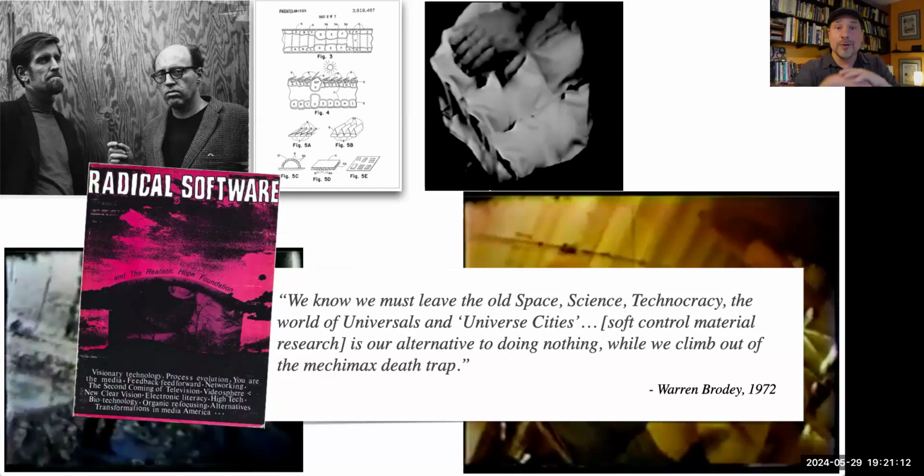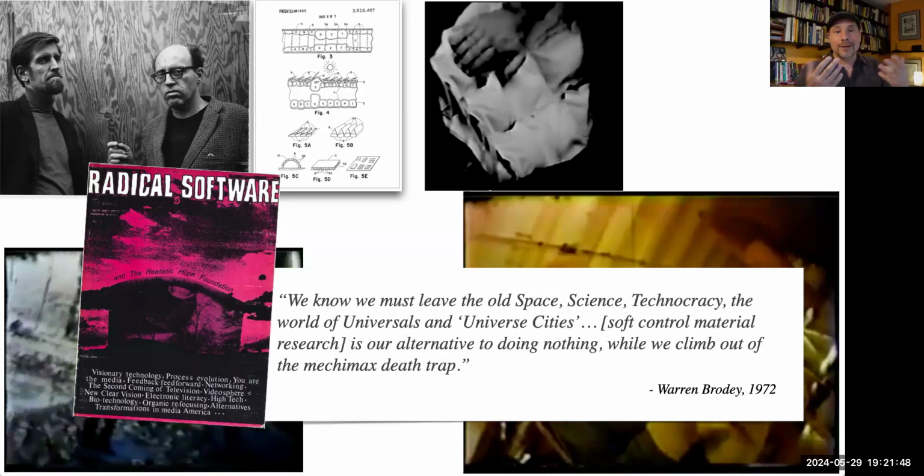So in doing this work, they were essentially building a quite radical community of people who were doing their own thing. They were essentially hippies and self-described as such, and started writing more and more screed-like papers about the divergence of where technology was going and where this arrow of technology had taken. He says, we know we must leave the old space science technocracy, the world of universals and universities. Soft control material research is our alternative to doing nothing while we climb out of the Mechamax death trap.